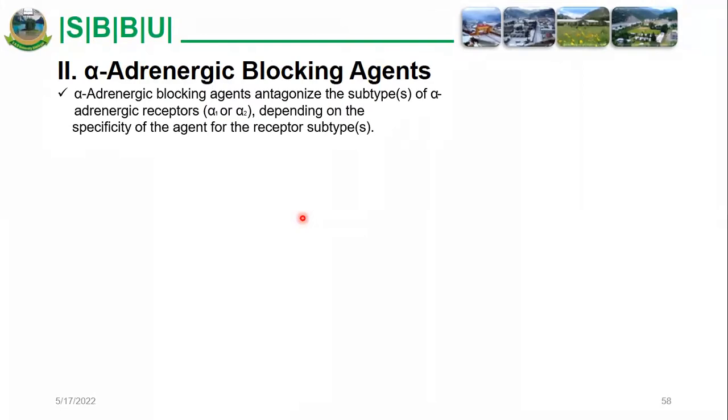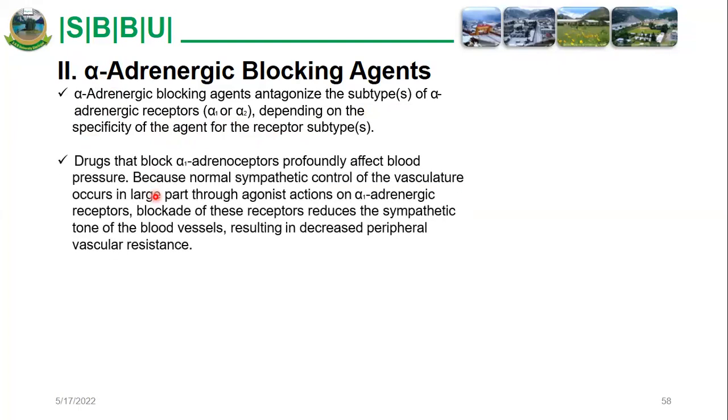Alpha adrenergic blocking agents are alpha adrenergic receptor blockers. Okay, guys. So alpha adrenergic blocking agents antagonize either alpha 1 or alpha 2 adrenoreceptors, depending on the specificity of the agent for the receptor subtypes. But it should be noted that drugs that block alpha 1 profoundly affect blood pressure. The alpha blockers are mostly related to blood pressure.